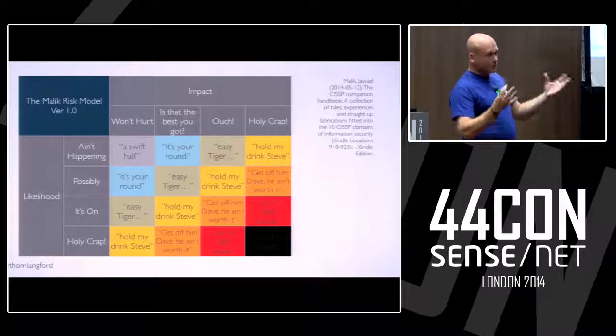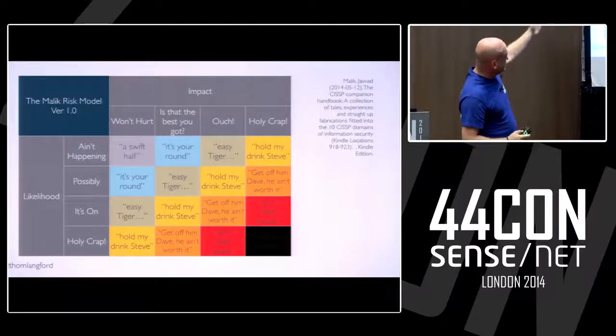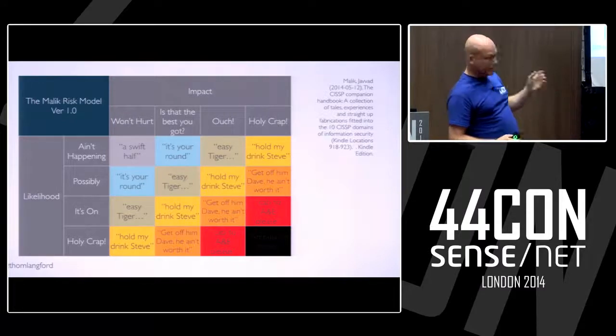It was a fairly informal book supporting the 10 domains. And he came up with this, what I've termed the Malik risk model. It describes how we can measure risk.